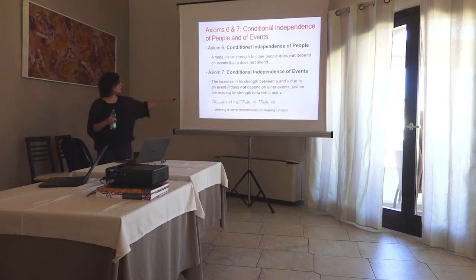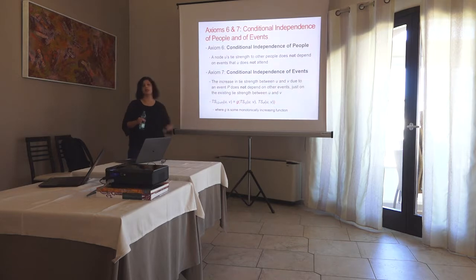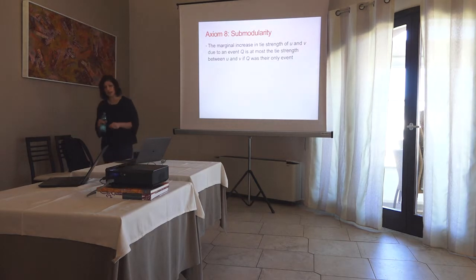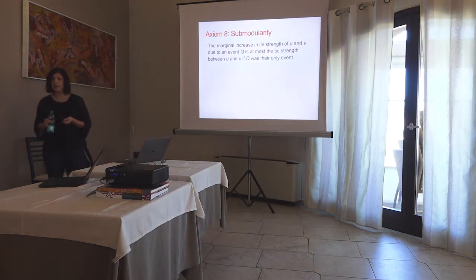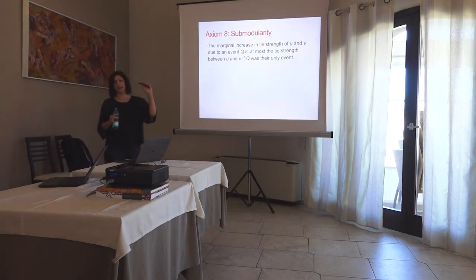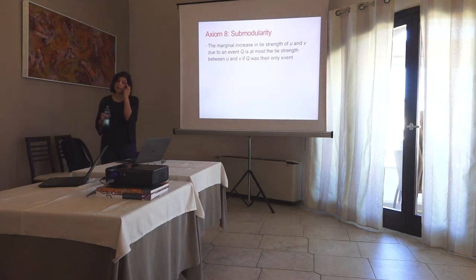And so this should make you think that basically what we're looking at is a monotonically increasing function g, which based on every time you and I are in a particular event together, will give us some measure of tie strength. And then the last one is submodularity, which is a bit of a misnomer, but the name stayed, which is basically saying that the marginal increase that I get by being in an event with you is at most the tie strength I was going to get by just being in that one single event with you.